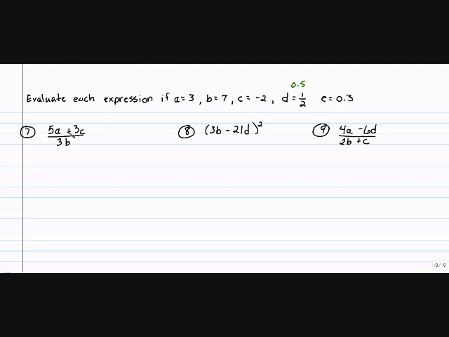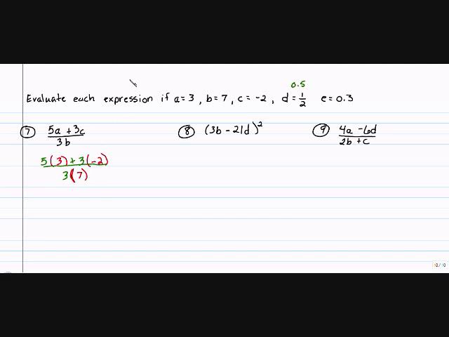I have 5 times my A. Remember, I'm going to use parentheses. And then I'm going to rewrite the rest of my problem, plus 3 times C equals -2, divided by 3 times, let's make that green or red, 7.